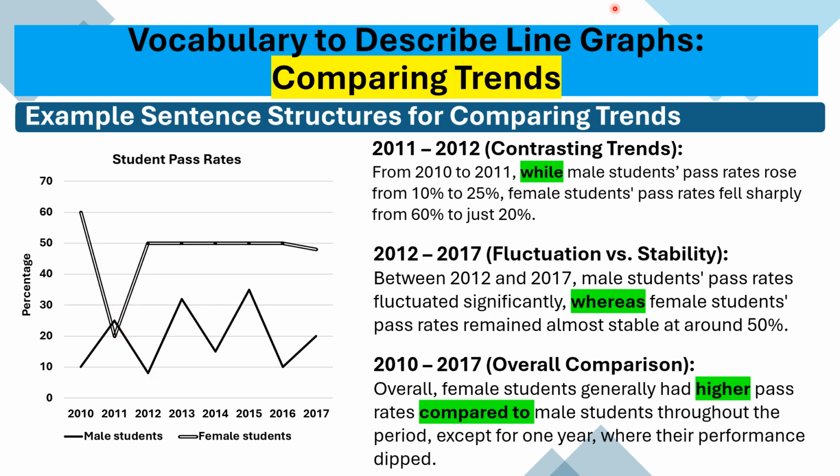The highlighted words in these sentences are essential for comparing trends in IELTS Writing Task 1. Words like while, whereas, compared to explicitly show contrasts between two categories. Here it is male and female students. Additionally, generally had higher and except for 1 year provide a clear overall comparison while acknowledging exceptions. These types of comparisons help you effectively analyze and describe data in your IELTS Task 1 response.